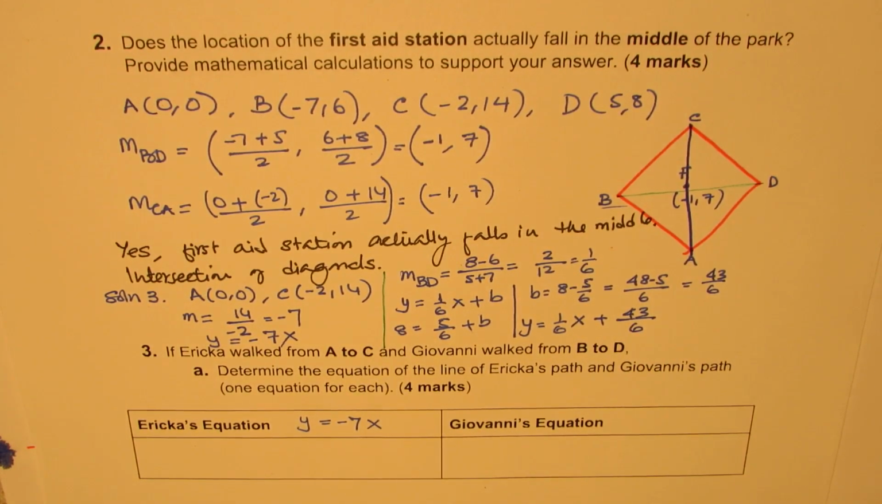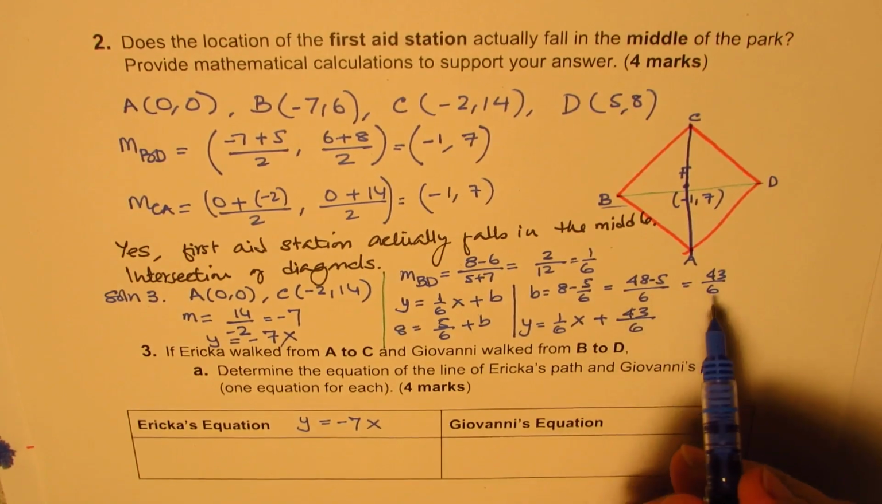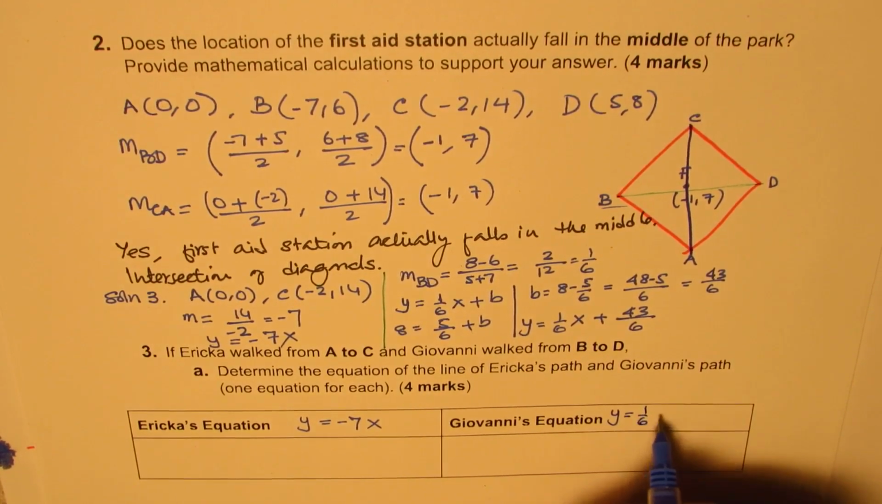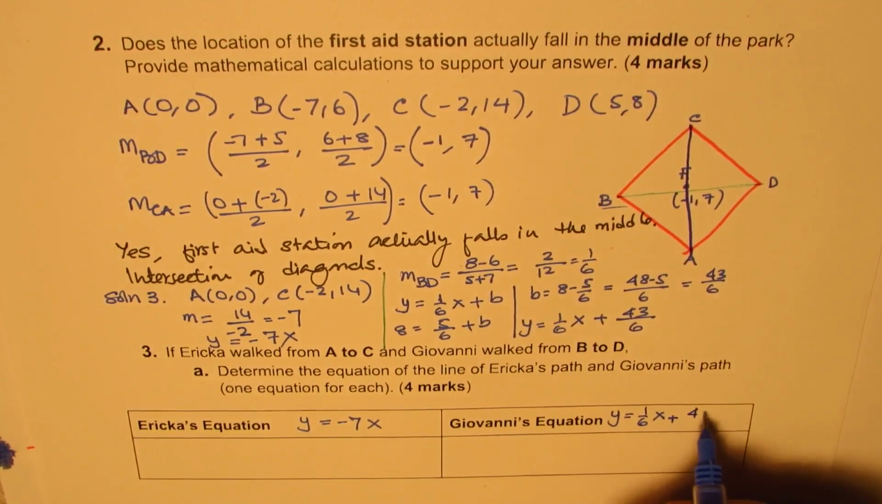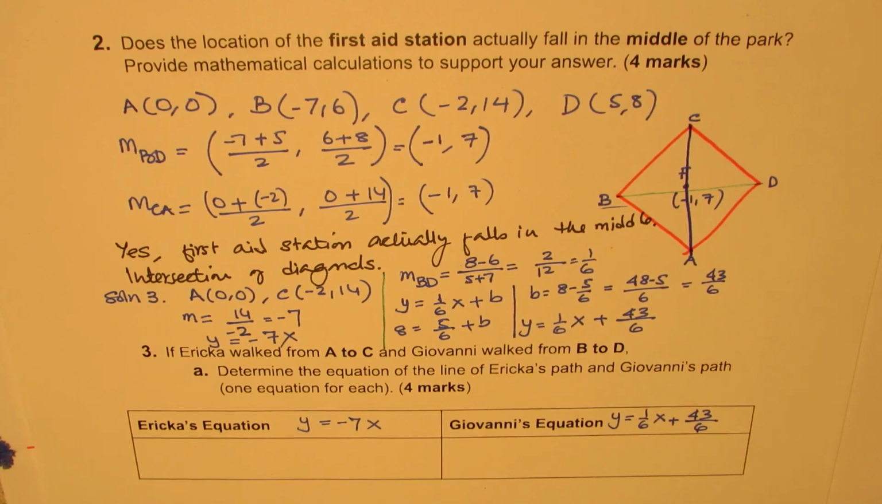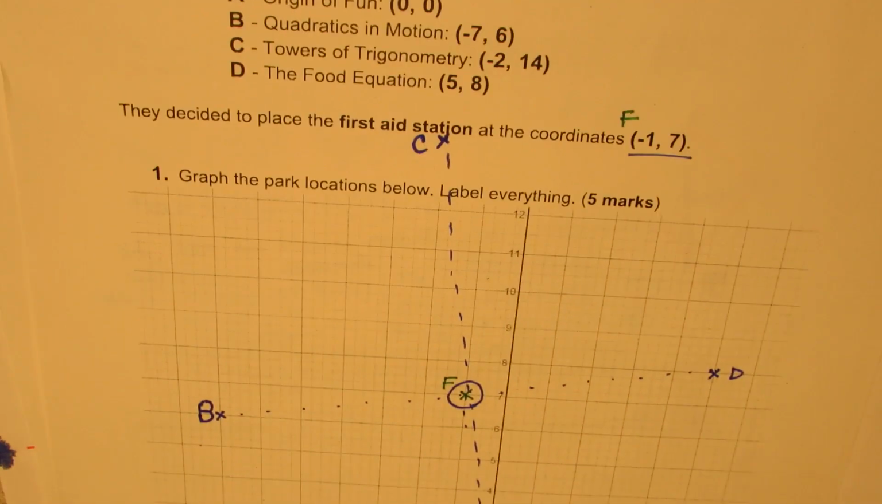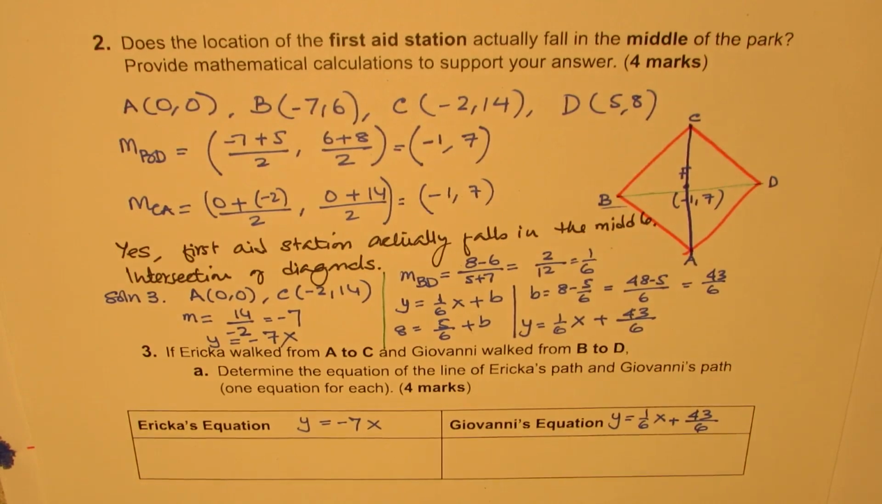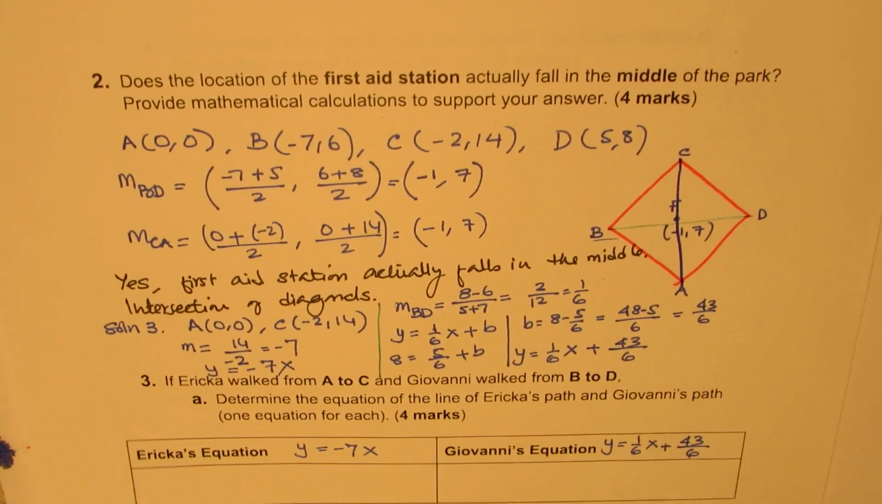So 43 over 6 is close to 7, and that seems to be okay. So we get y equals 1 over 6 x plus 43 over 6. Okay, so it does go slightly above 7, so it makes sense, correct? Just kind of a rough check. So we determined the equations of these lines, so those become the equations of our lines. Perfect. So I hope that part is visible.